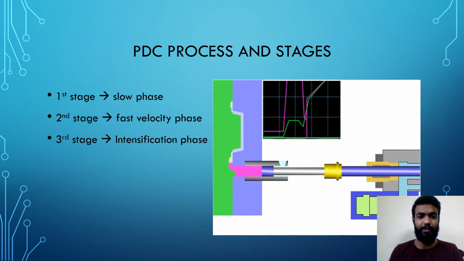The next phase is the fast phase, where the velocity of the plunger rod is around 2.5 to 6 meter per second. The third phase is the intensification phase, which pressurizes the molten metal to fill in all the spaces of the die cavity.